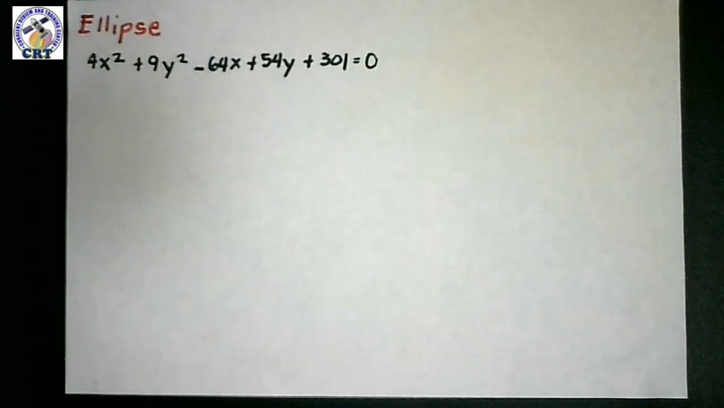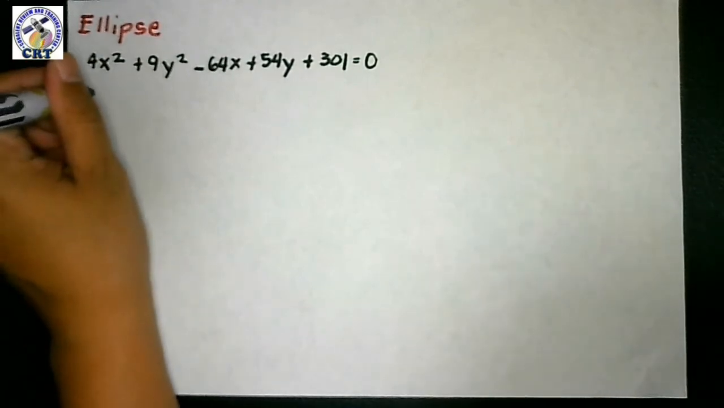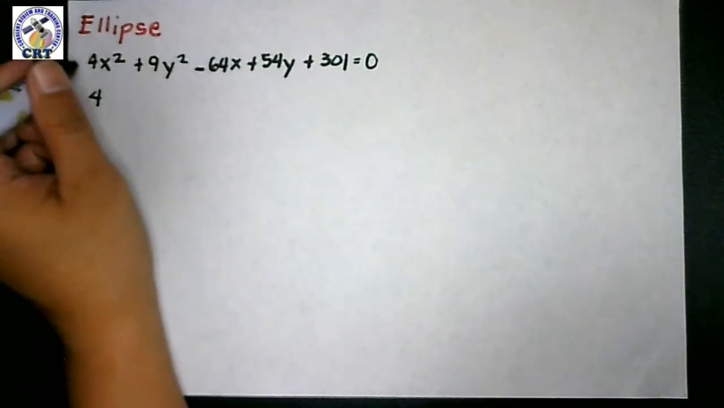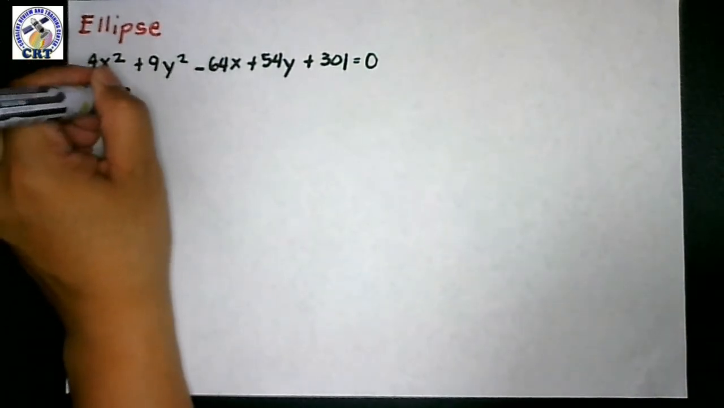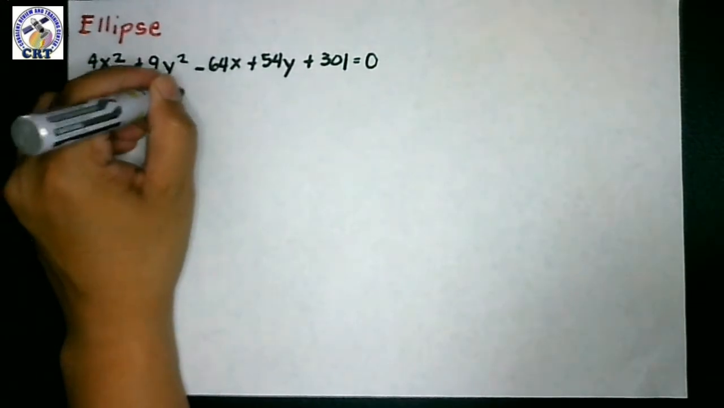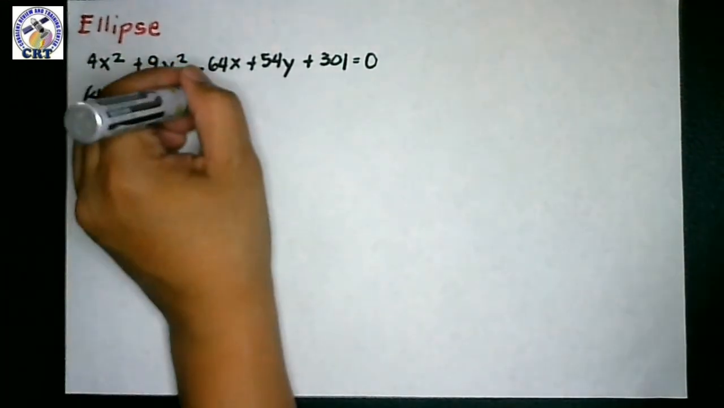So given this ellipse, 4x squared plus 9y squared minus 64x plus 54y plus 301 equals 0. So dito parang kagaya ng circle. Mag-group tayo nung mga may mga variable na may square. So parehas naman to kapag ellipse, merong x squared, merong y squared. So group natin ang x. So ito ang group ng x. And then group of y.